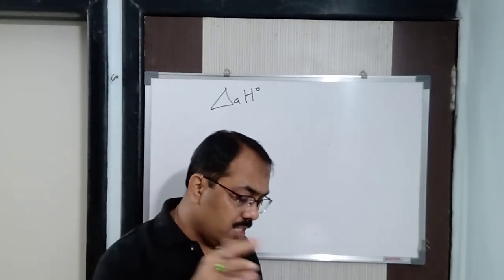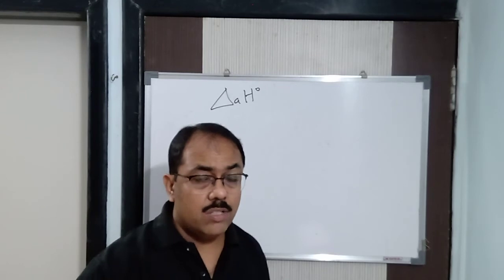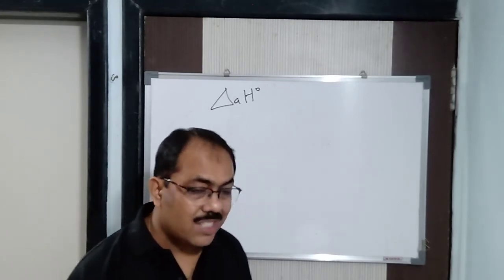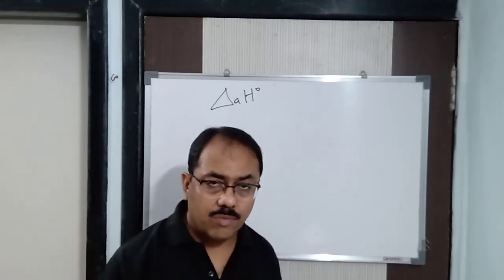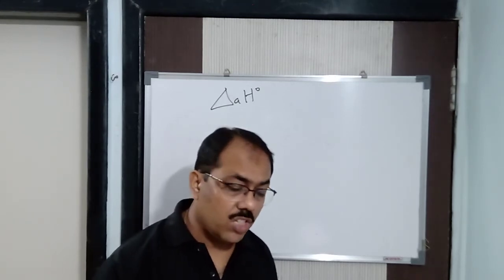Again, I repeat, C2H4 plus H2 will give you C2H6. So the amount of heat energy which is generated, whether it is evolved or whether it is absorbed, that is called enthalpy of hydrogenation. Got it?